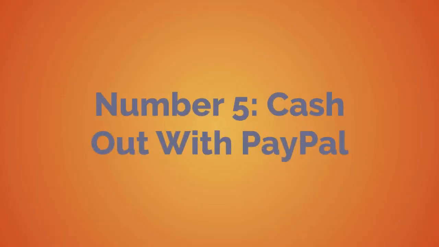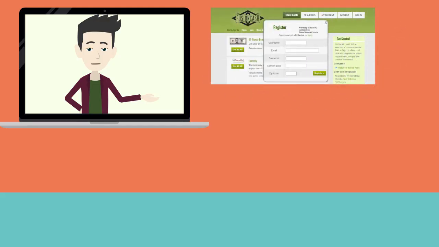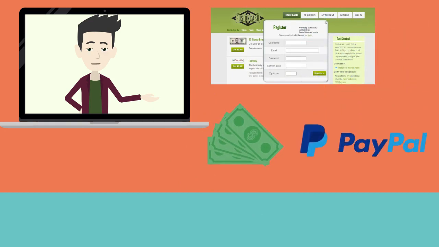Number 5, cash out with PayPal. Now it's time to put those earning wheels on the road. Start receiving that money through PayPal. Make sure you have your PayPal account ready. To cash out with Fusion Cash, look at the top of the page and click on the My Account button.